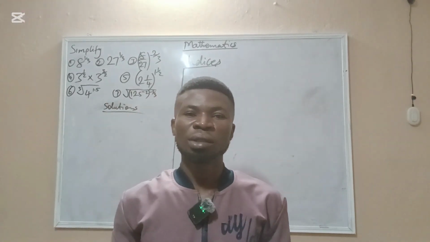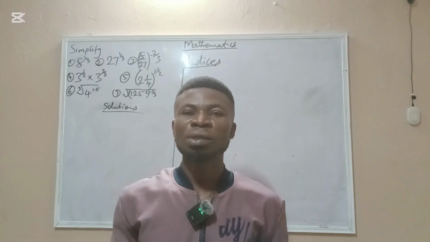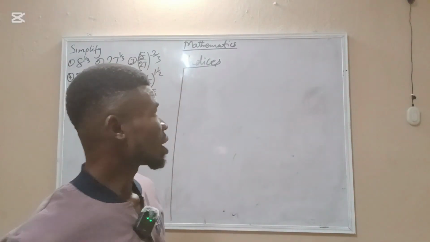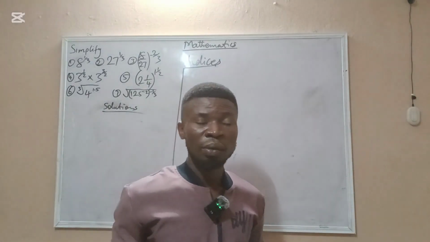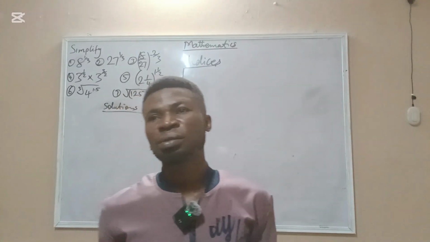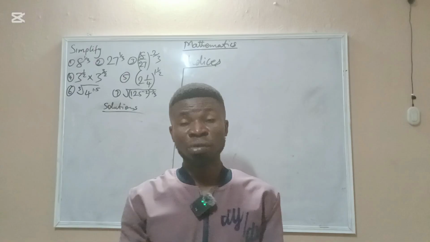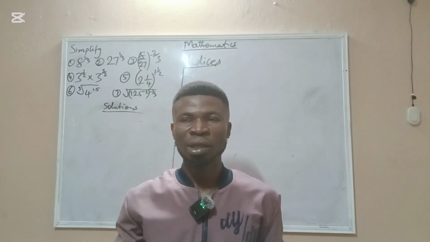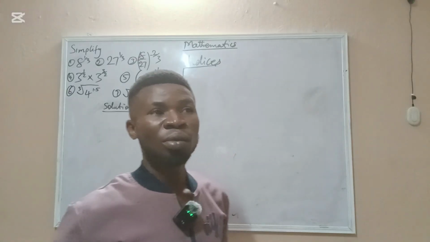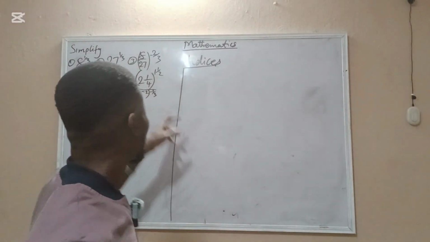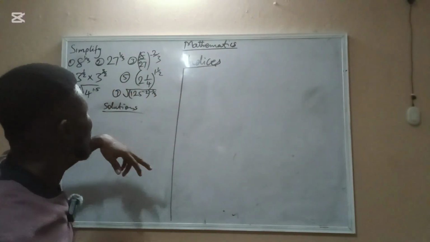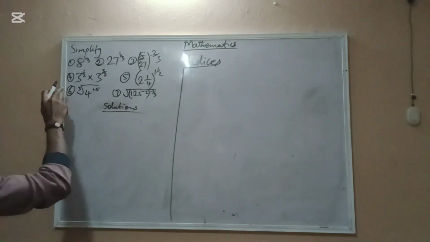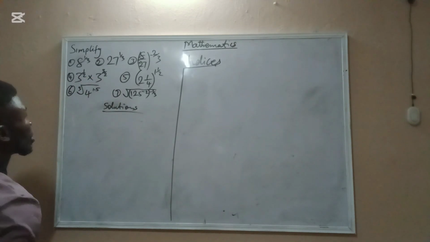So we are still on indices, and this time around we want to talk about indices with numbers with fractional powers. In the first class we focused on the product of numbers with the same base, and then division of numbers with the same base, and then numbers with double power. But this time around, we want to look at numbers with fractional power. From the examples we have here, we have: simplify all these numbers. We will take them one after the other.